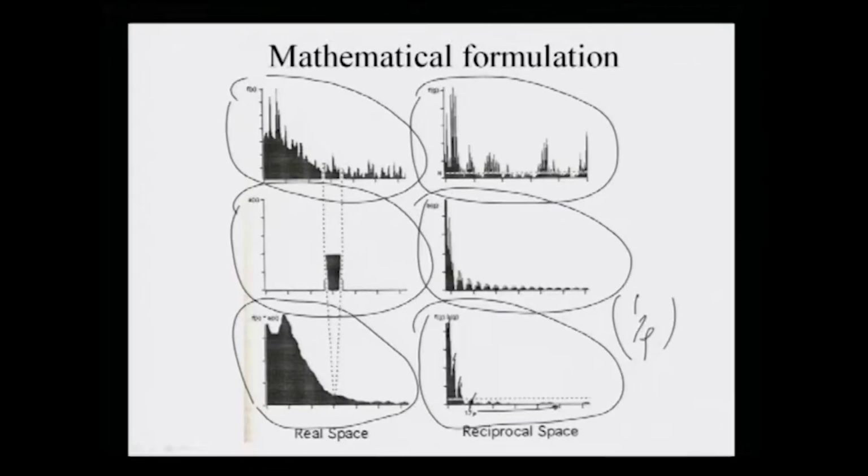You can see here that this is a sharply peaked plot of F(G) convoluted with A(G) as a function of 1 by wavelength, or the reciprocal space. Therefore, the width of this function can be related to Rayleigh's resolution criterion. Now, this is very simple, and as I said, the resolution can be easily plotted like this.